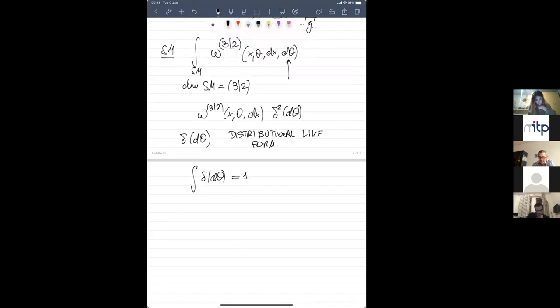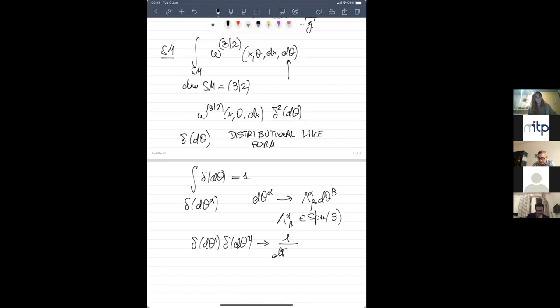But there are several caveats in this definition. First of all, if I add an index here, this delta of d theta alpha is not generally covariant. Namely, if I perform any transformation of d theta, for example a Lorentz transformation of d theta, there will be some transformation of this type, where lambda alpha beta is an element of Spin(3), which is an element of the Lorentz group in three dimensions in the spinorial representation. This object will certainly not transform in a covariant way. However, if I consider two of them, delta of d theta 1 times delta of d theta 2, that actually transforms in a very interesting way. If I do the calculation, I find out that this transforms as one over the determinant of lambda, times delta of d theta 1, delta of d theta 2.